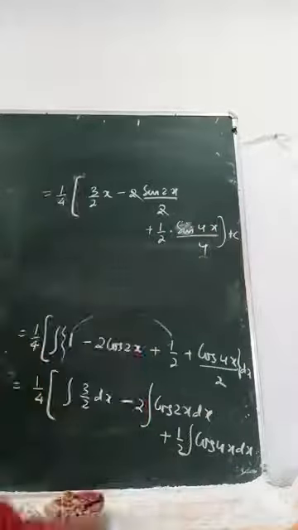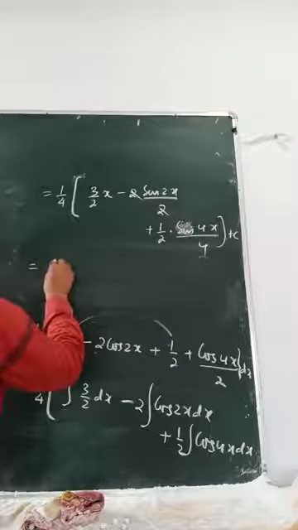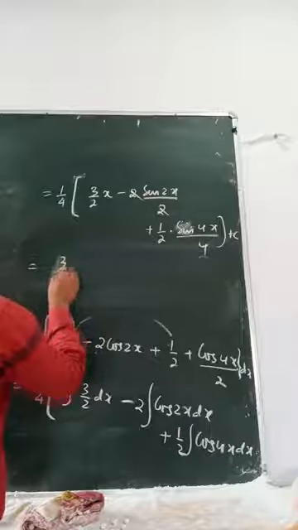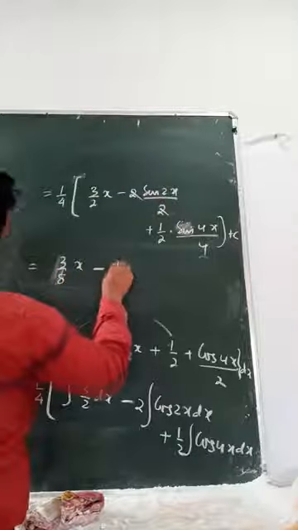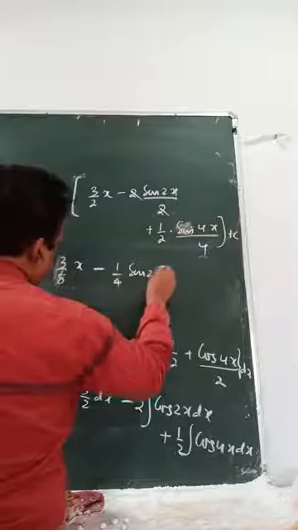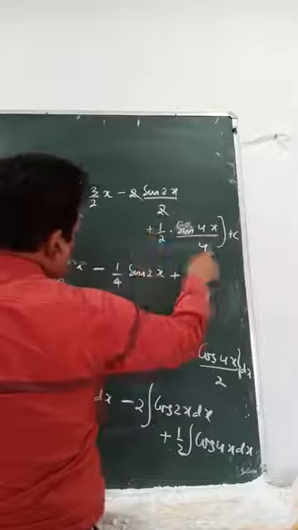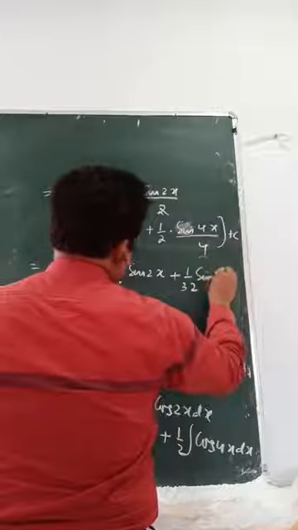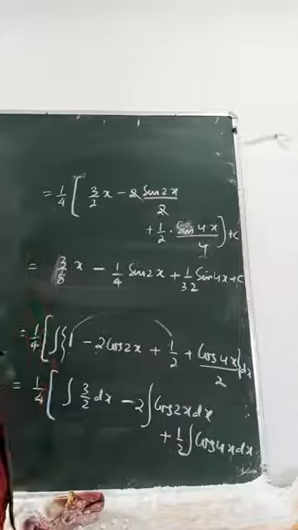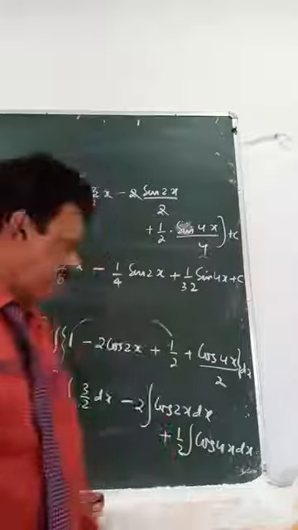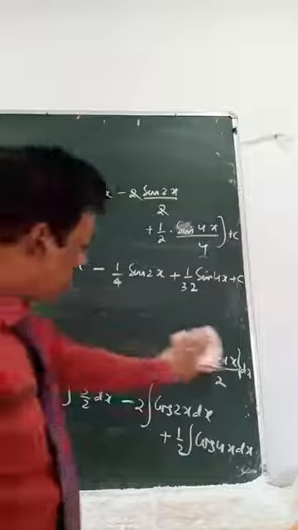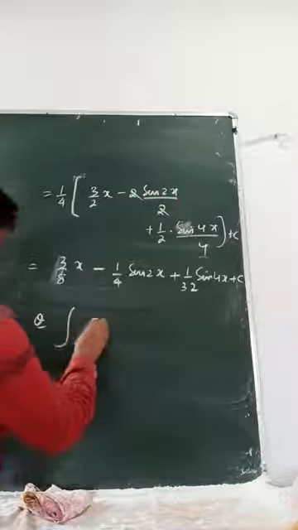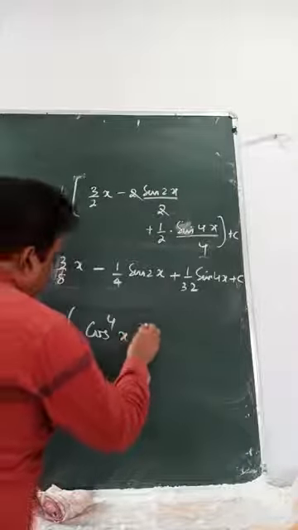So the conclusion is 1 by 4, or if you multiply, 3 by 8 x, minus 1 by 4 sin 2x, plus 1 by 4, 1 by 4, 1 by 16, 1 by 32 sin 4x plus a constant. Okay. Now let's take one more. What about the question cos 4x dx?